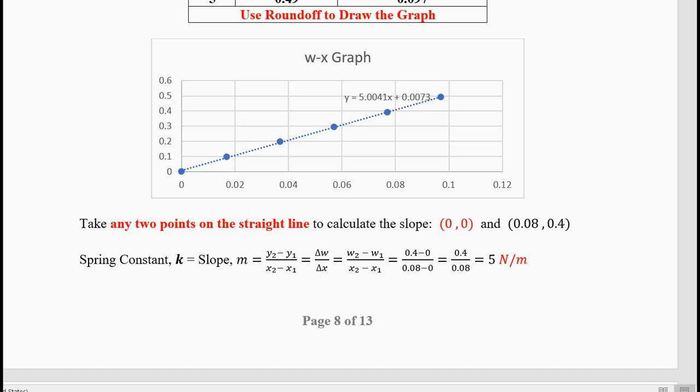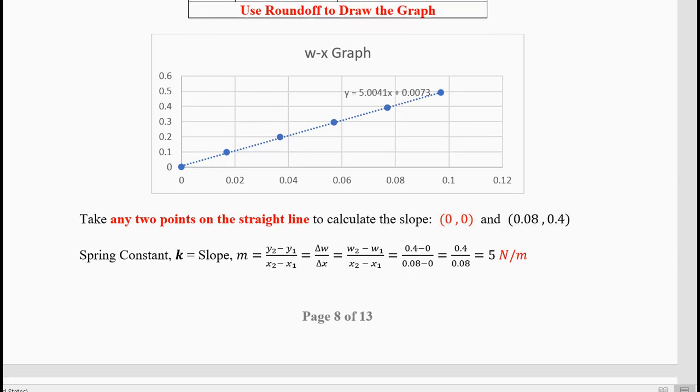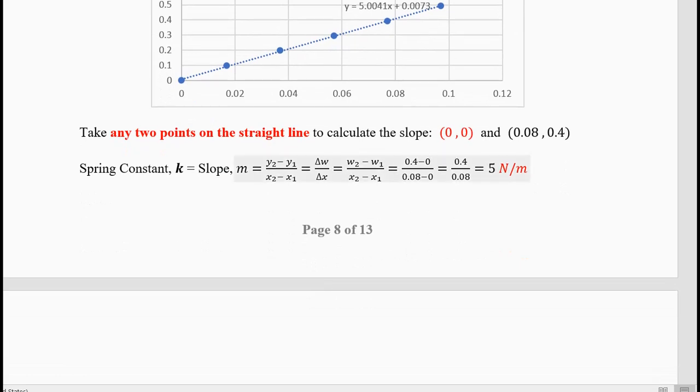Now look for the corner point. We cannot find a corner, but look at point 8. Now let's look at point 8 and 0.08, and it is how much? 0.4. It's not exactly a corner, but it is almost a corner. So your first point is 0, 0 given in red. The second is 0.08 and 0.4. Now slope is delta W by delta X, W2 minus W1 divided by X2 minus X1. You'll get 0.4 minus 0 divided by 0.08 minus 0. 0.4 divided by 0.08. It is exactly 5 newtons per meter.